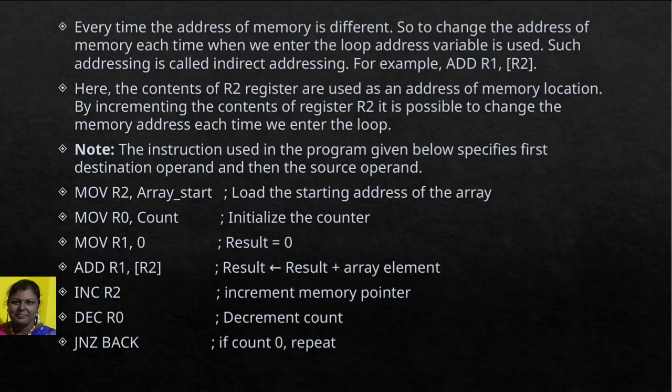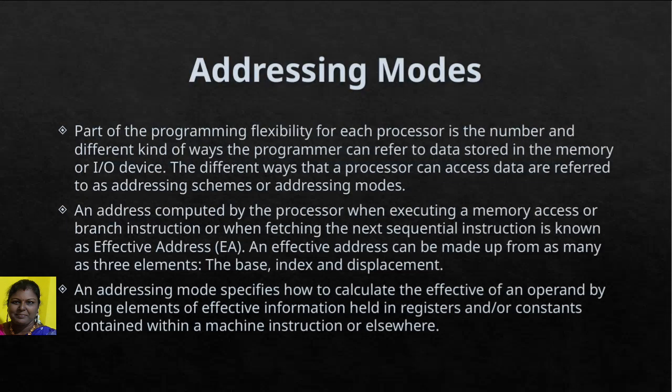When we talk about programming flexibility in processors, a big part of it comes down to how the processor refers to data in memory or input-output devices. These methods are called addressing modes. The processor calculates what's called an effective address. That's the actual location it uses when accessing data or instructions. This effective address can be built from up to 3 parts: a base, an index, and a displacement. Addressing modes define exactly how these parts come together to find the right data.